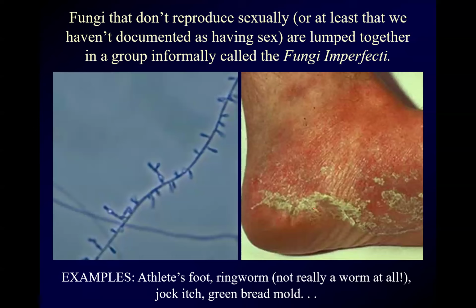So is this thing called barber's itch that you can get in your beard region. So is this thing that can cause your skin to lose its pigment called tinea versicolor. Those are all caused by imperfect fungi growing in your skin. Green fuzzy bread mold is also an imperfect fungus. It has never been documented reproducing sexually.